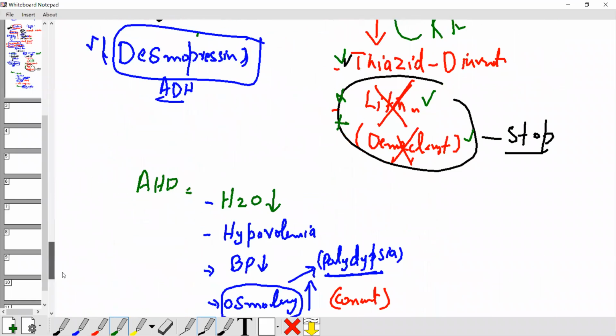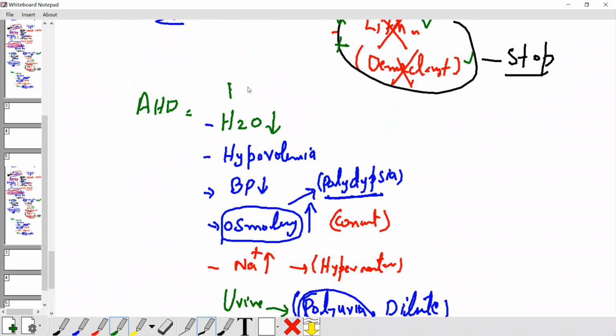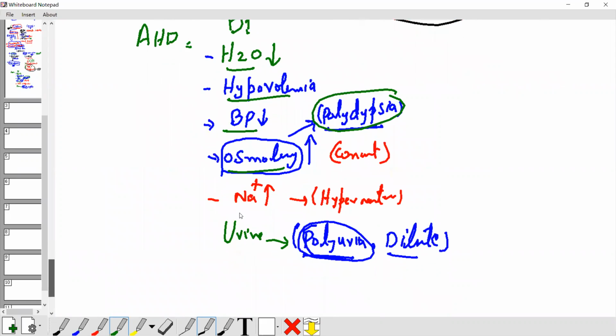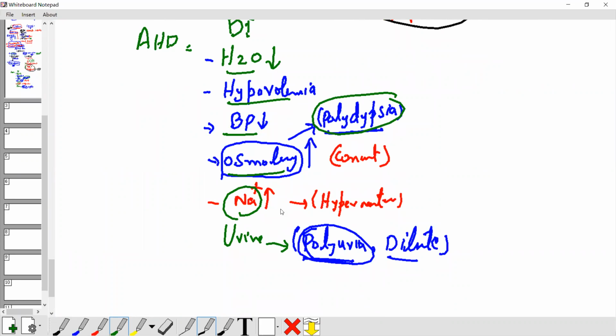The opposite happens in diabetes insipidus. In diabetes insipidus, what's the problem? No water absorption, decreased water, hypovolemia, low blood pressure. Osmolarity is high, so that's why the patient's thirst center is activated. Sodium is also high because there is no water inside the body, hypernatremia. And the urine: polyuria, and this urine is also very diluted. Understand? Very diluted urine.